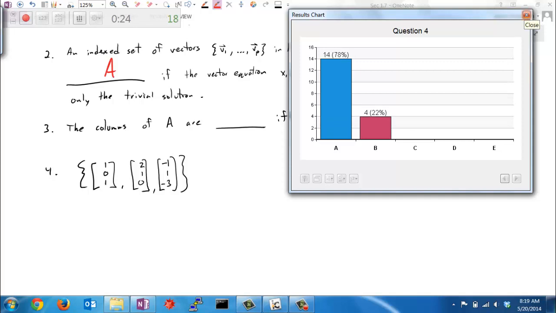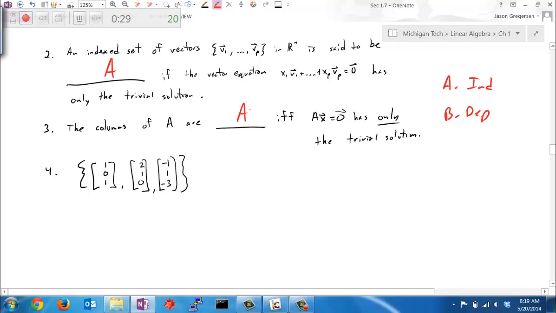Okay, so once again, a strong vote for A. A is correct here. So once again, the vector equation and the matrix equation are essentially the same. So we have linearly independent when there's only that trivial solution, and it's only values of 0 that would make that linear combination equal to 0.